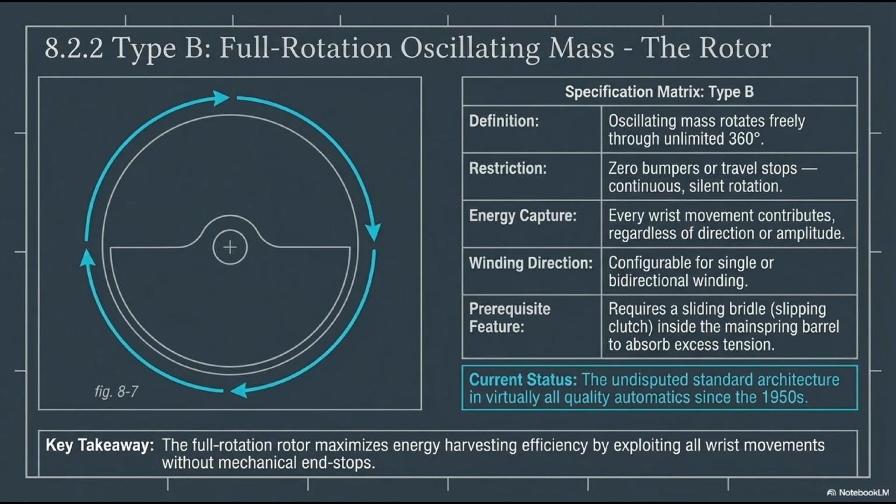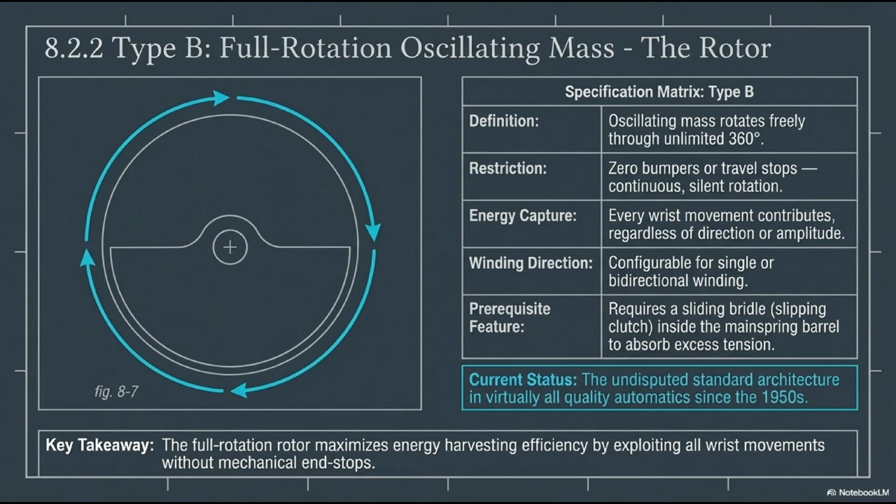Moving to the modern standard, we have Type B, the full rotation oscillating mass, universally referred to simply as the rotor. Looking at the matrix, the definition is clear: the oscillating mass rotates freely through an unlimited 360-degree plane. There are absolutely zero restrictions, zero bumpers, and no travel stops. This results in a continuous, incredibly silent rotation.